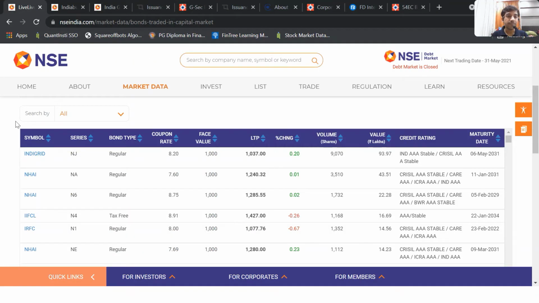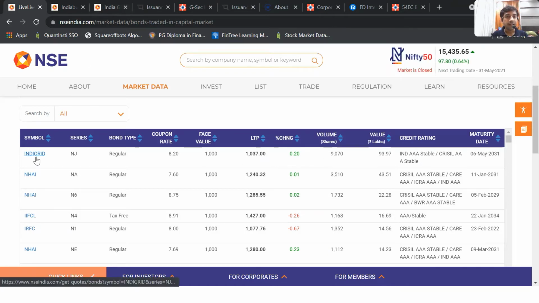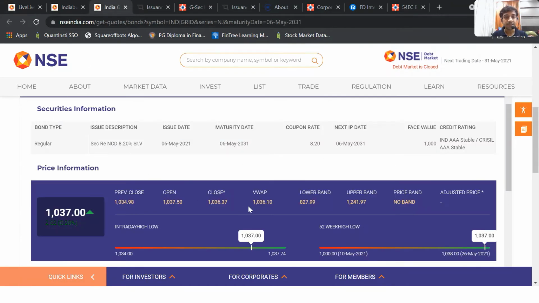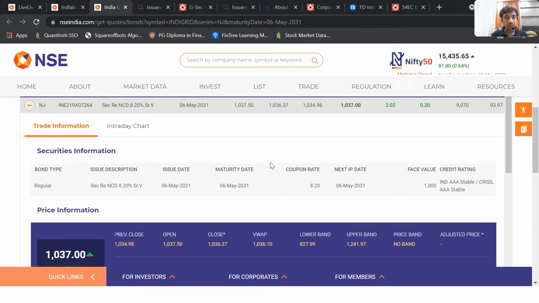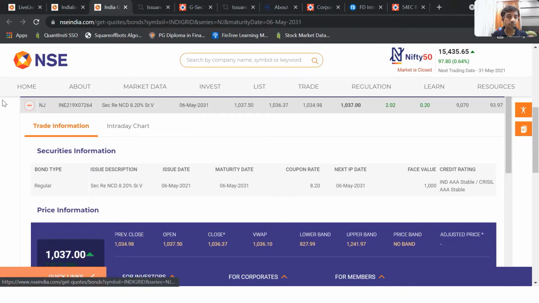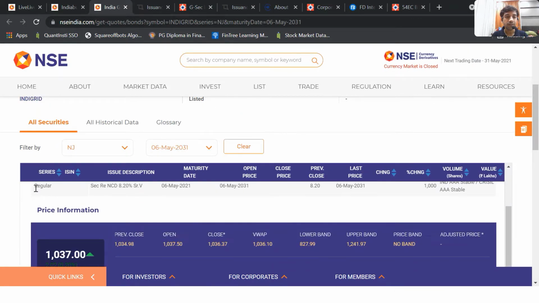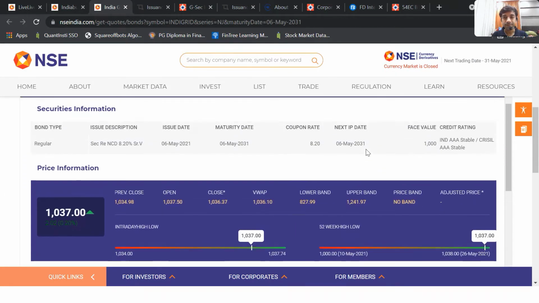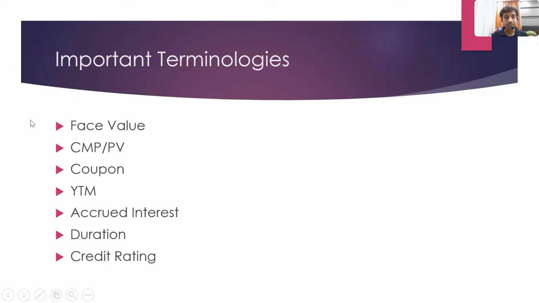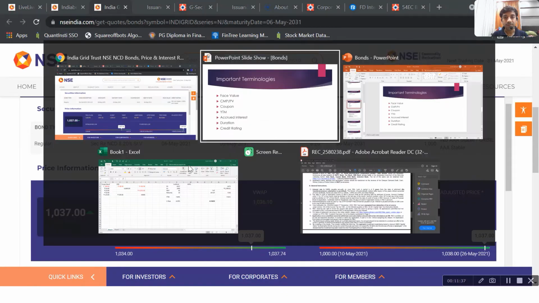So I just went to the NSE page to check out what bonds are available, and we'll see this example of IndiGreed. Here you can see this is how the page will open up. If you click here, you'll find the details of that bond, and I'll show you each and everything, what is what over here.